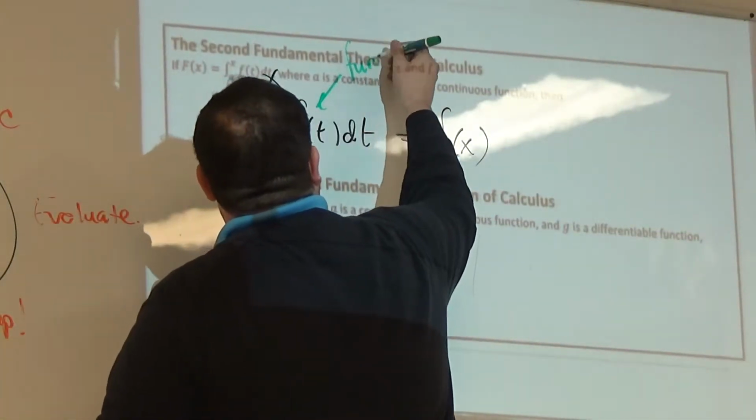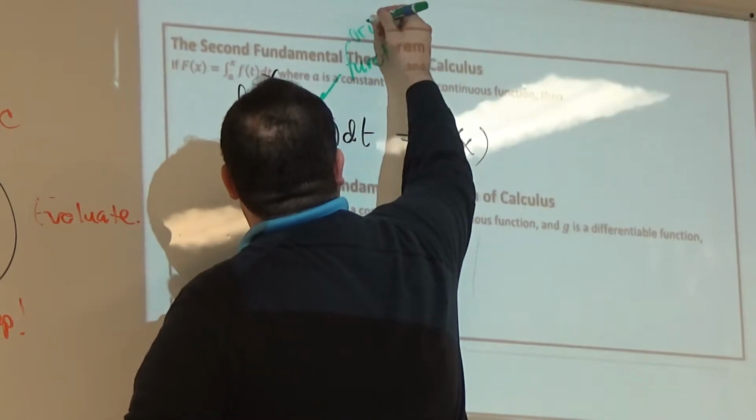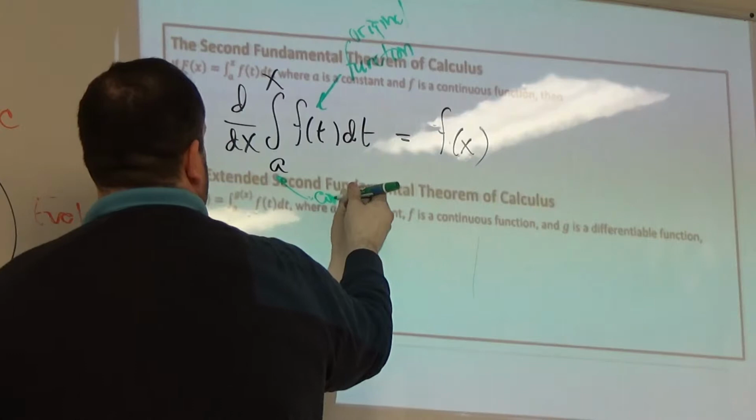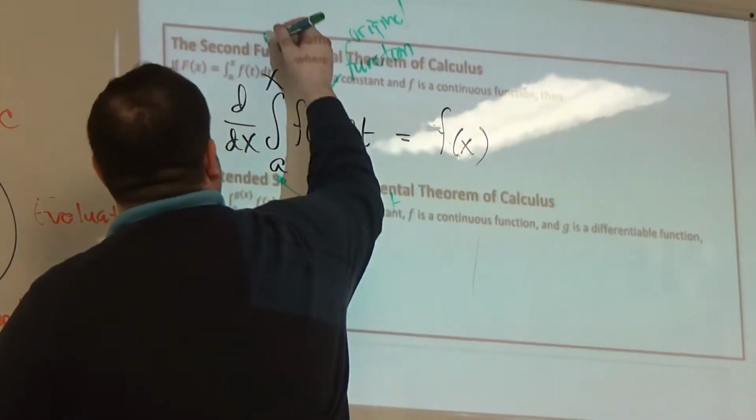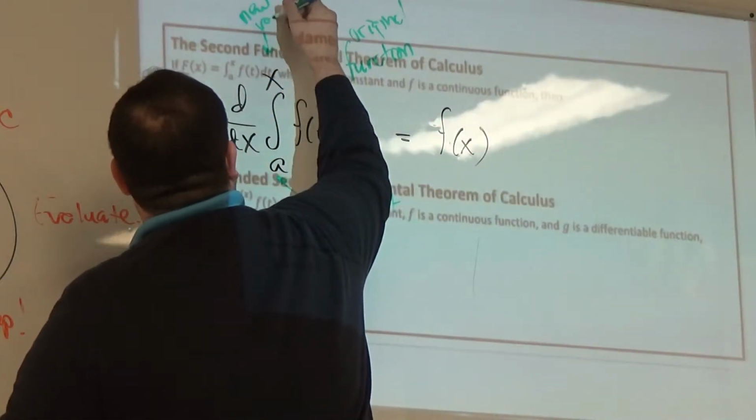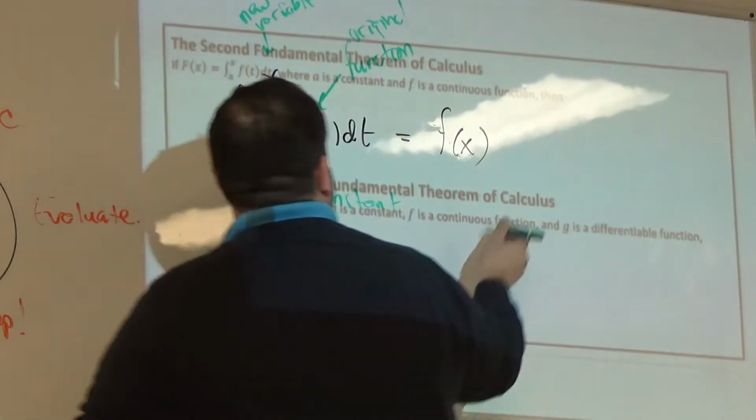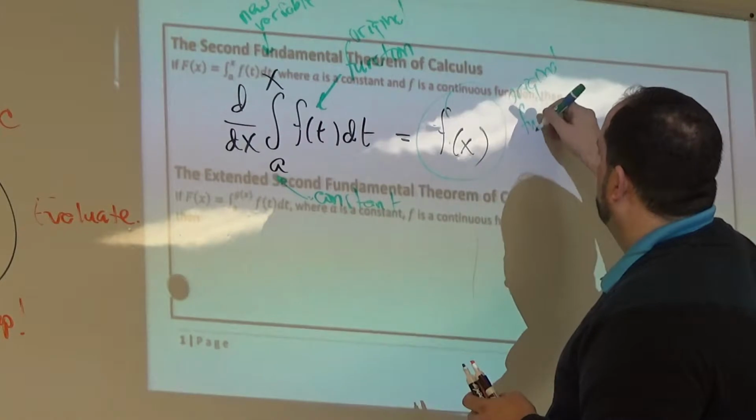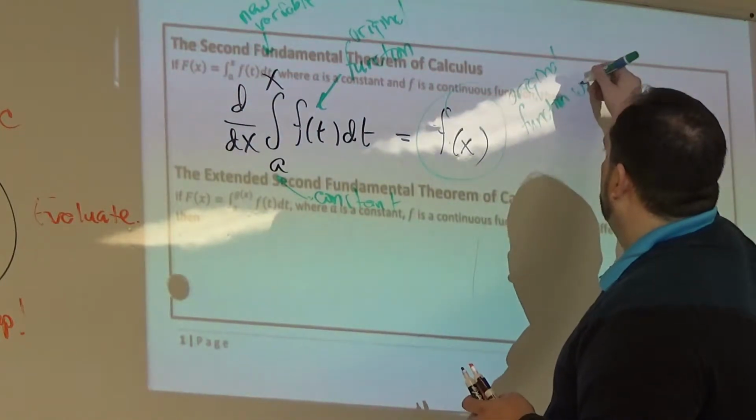So you start with your original function, the a, the constant, the x, your new variable. Your answer: the original function with a new variable.